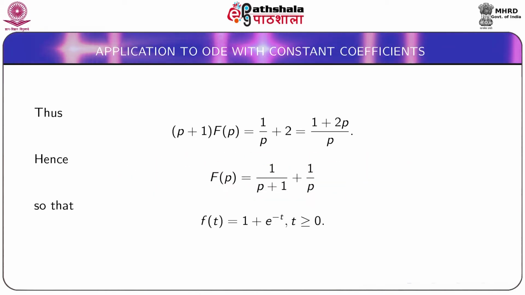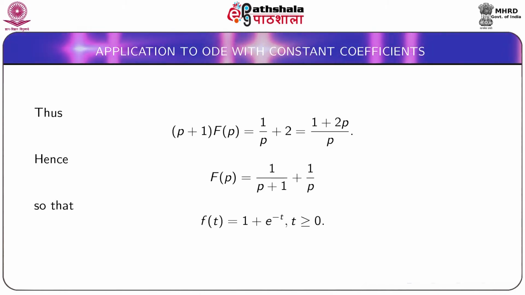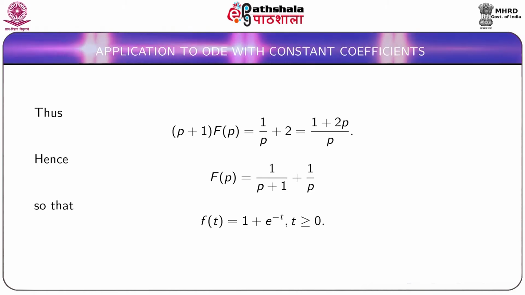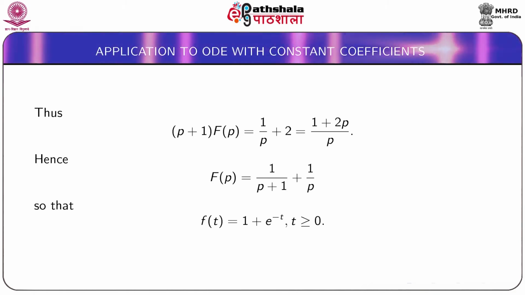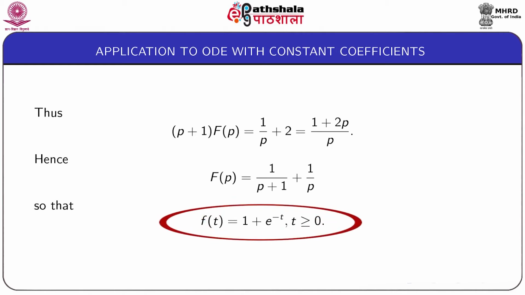Now, 1 by p is the Laplace transform of 1 and 1 by (p plus 1) is the Laplace transform of e to the power minus t. So, taking Laplace inverse of F(p), we get f(t) is equal to 1 plus e to the power minus t for t greater than or equal to 0, and this is the solution of the given differential equation.